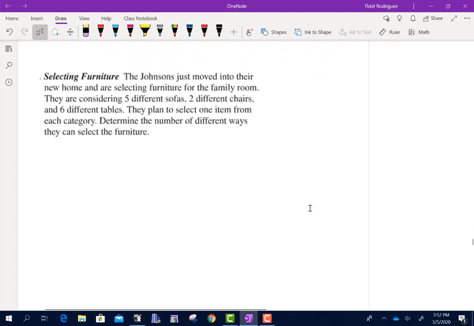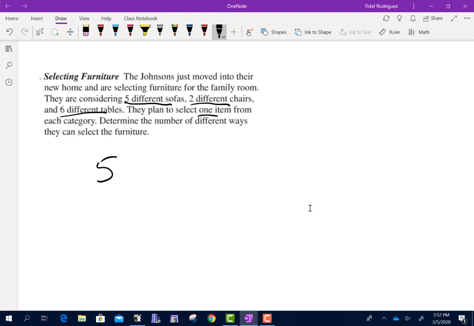All right, we have here selecting furniture. The Johnsons just moved into a new home and they're selecting furniture for the family room. They have 5 sofas, 2 chairs, 6 tables. They're going to pick 1 from each category. Determine the number of ways they can select the furniture.